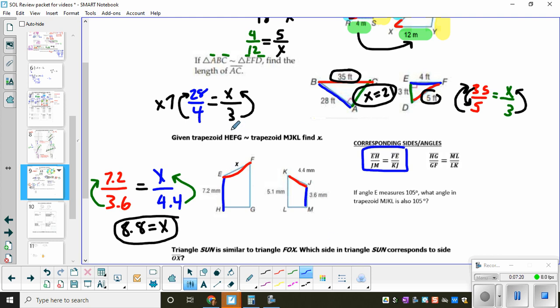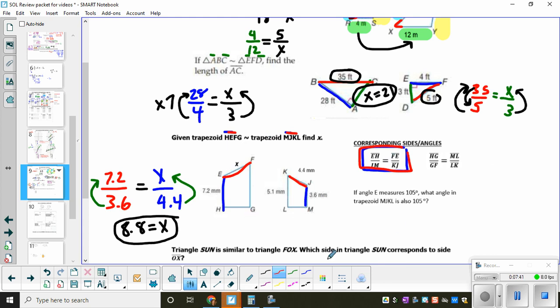And again, to prove it, we could say EH, so second to first, matches with J to M. That's true. And then FE, it's saying so third to second, and then K to J, which is what that's saying. So again, looking at the similarity statement or looking at the shapes, we can see that this is true.